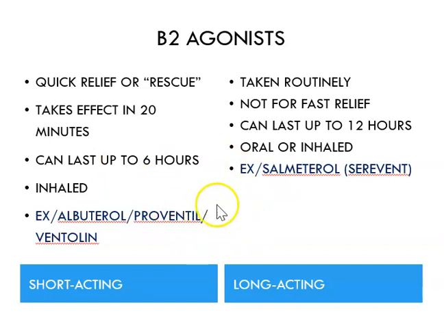Also, just to be sure that you note that these can cause some pretty significant tachycardia and tremors, so they can have some shakiness with us. Examples of that are going to be your albuterol, your Proventil, your Ventolin, and these can be given routinely. They're not for fast relief, but they do assist quite a bit with these patients.